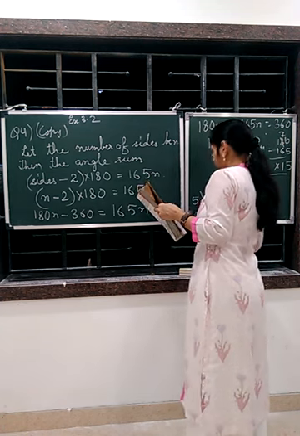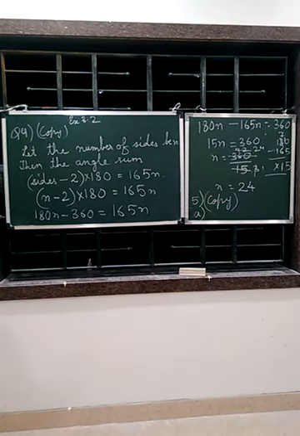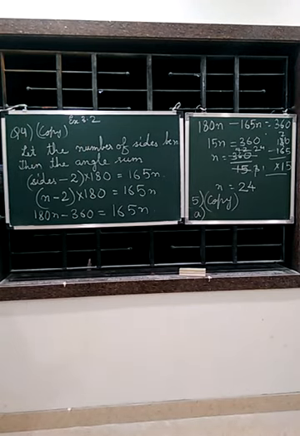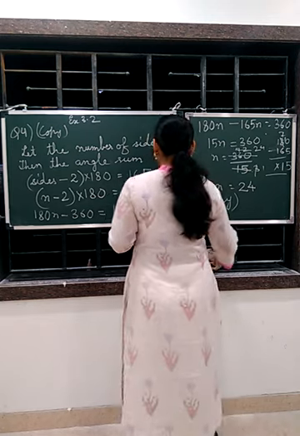There is A and there is B. Is it possible to have a regular polygon with a measure of each exterior angle as 22? So each exterior angle is 22.